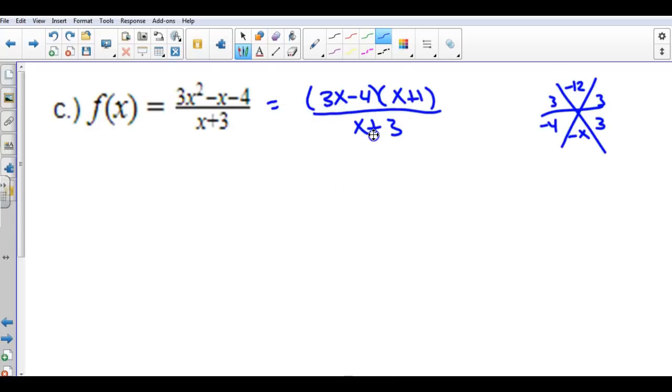Again, I will have a vertical asymptote, so I'm going to just knock that out right away. If I take my denominator and set it equal to 0, x plus 3 equals 0, I'm going to have a vertical asymptote at x equals negative 3.